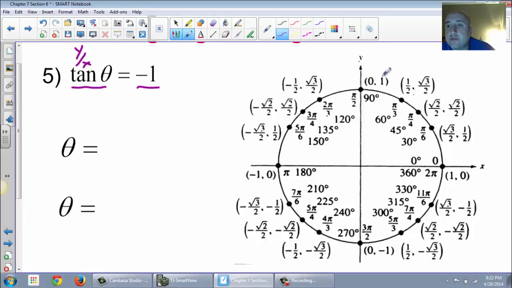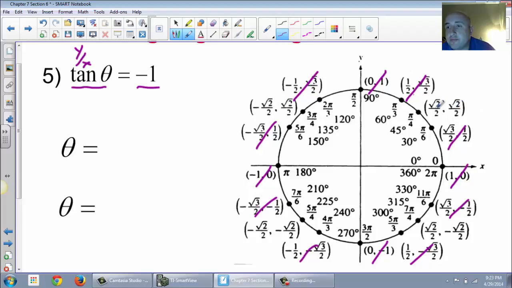1 divided by 0 is undefined. That doesn't work. Negative 1 divided by 0 doesn't work. 0 divided by 1 is 0. That doesn't work. 0 divided by negative 1 doesn't work. Root 3 over 2 divided by negative 1/2 does not equal negative 1. So all of the ordered pairs that have different numbers for y and x aren't going to work.